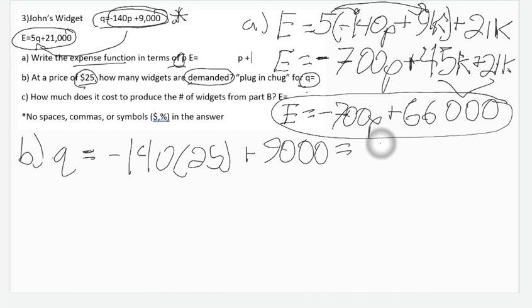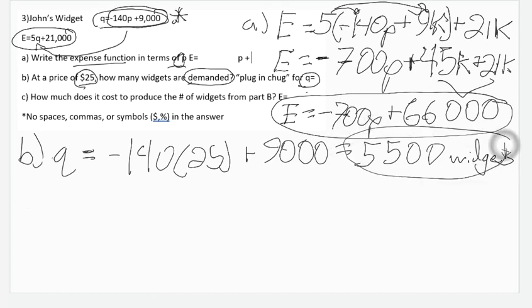Okay, so we get 5,500. Okay, widgets are demanded. So that's how many widgets they want. I just like saying that word, widgets.